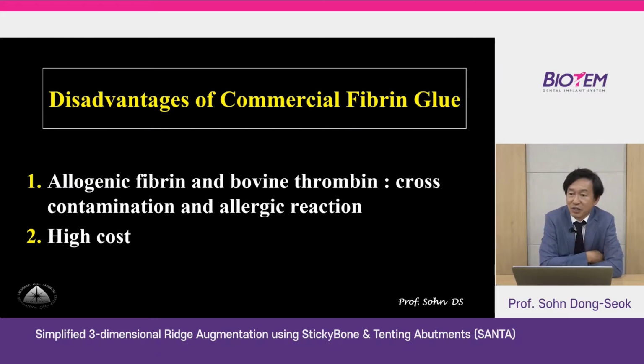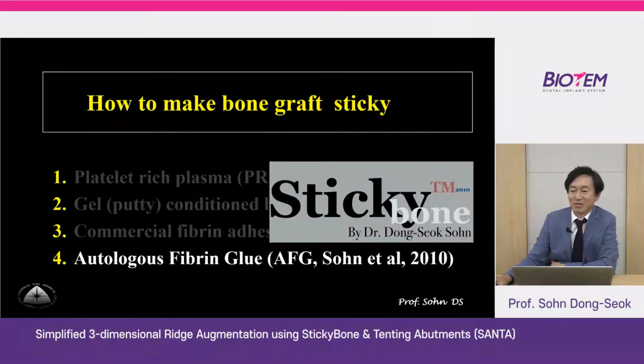This slide shows you the disadvantages of commercial fibrin glue. This is allogenic material, so some patients are concerned about cross-contamination, bovine thrombin, and allergic reactions. The main disadvantage of this glue is that it is very expensive. So I prefer to use autologous fibrin glue instead of commercial fibrin glue, if possible.